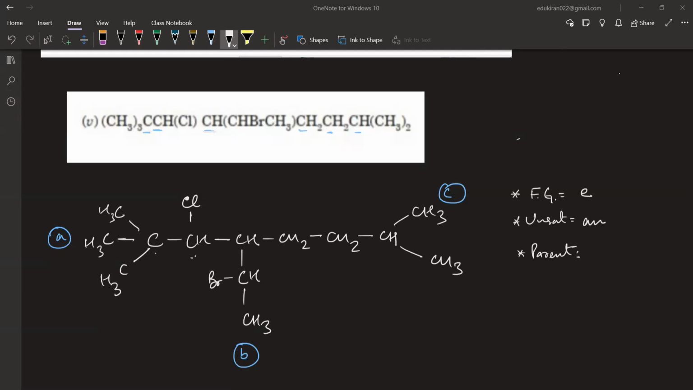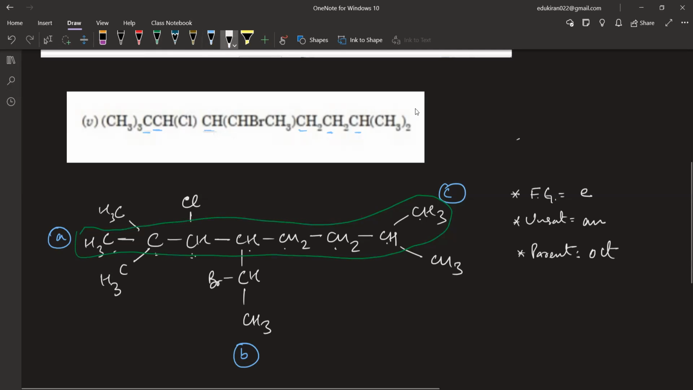Now what are we doing? Are we numbering? No, we are not numbering the carbons. Now I am counting the carbons. 1 carbon, 2 carbon, 3 carbon, 4 carbon, 5 carbon, 6 carbon, 7 carbon, 8 carbon. That means oct. Any problem till here? Yes or no? Please tell me. No problem. Okay, so this is my parent.